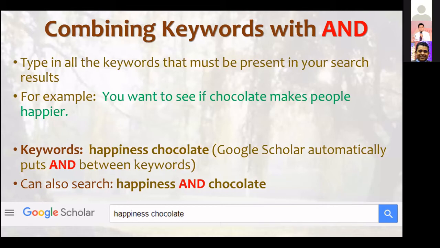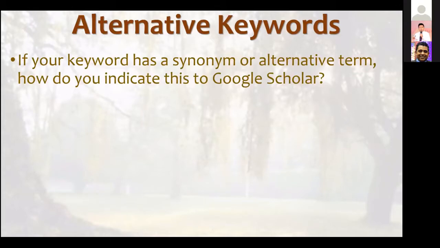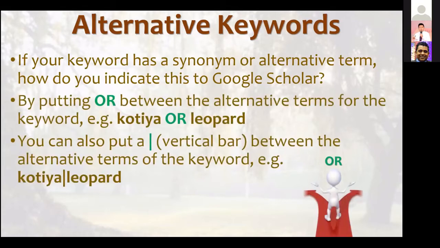Similar to AND, you can also give an option. So here you actually say that you want all the words to be there, which is the default. You also have the alternative keyword, where you can put OR in between, or a vertical bar. Say I want articles with this or that. Like, you want to search for cotia, you can search for cotia OR leopard, so that it will give you the results containing both. So that is possible.